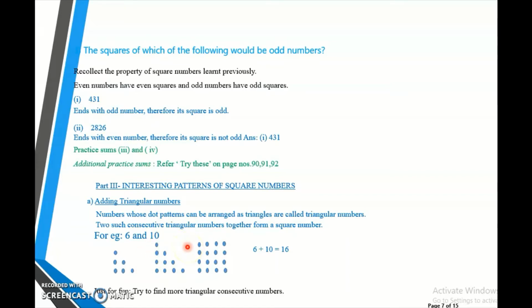Let us add them up. 6 plus 10. What do you get? 16. And what is the surprise? When you join this pattern, you get a square and the number of dots in the square is 16. So 16 is nothing but a square number. So when you add triangular numbers, you definitely get a square number. Try to find more triangular consecutive numbers.